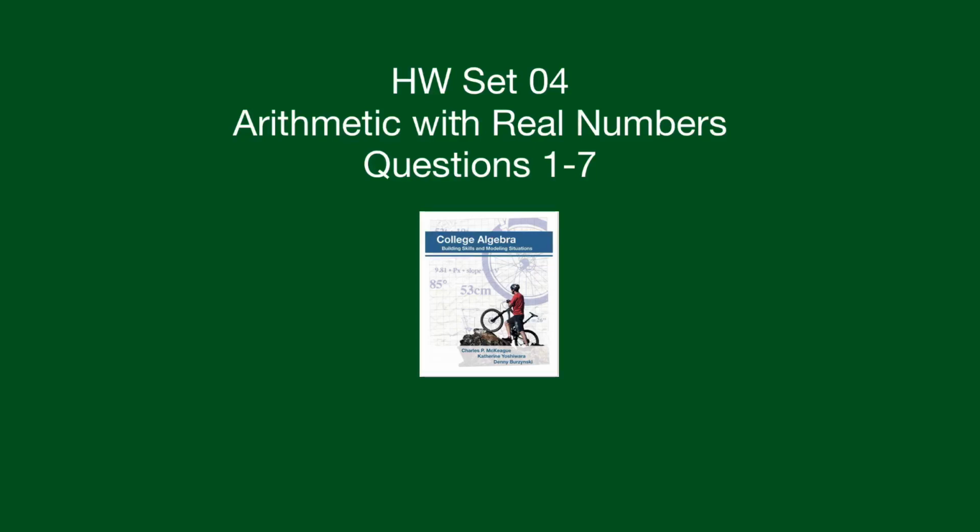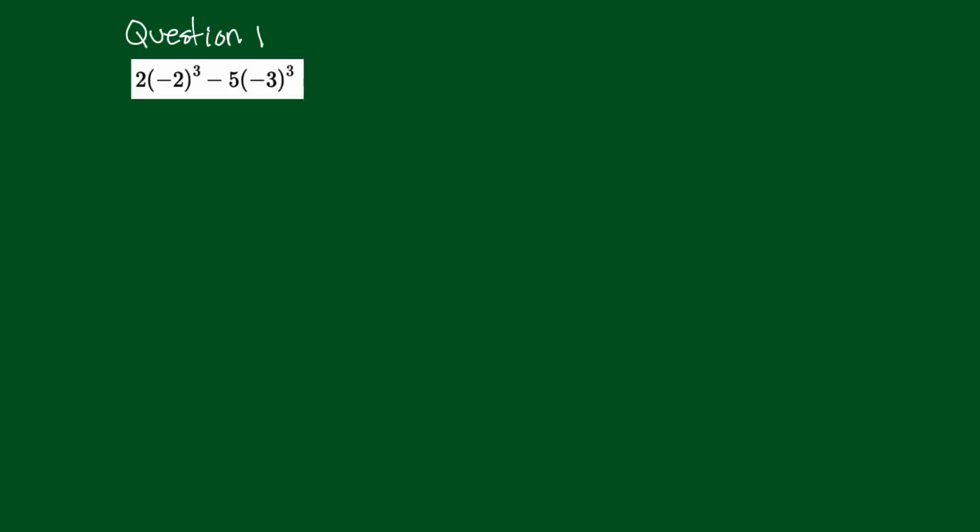This is homework set 4, arithmetic with real numbers, multiplication and division, and we'll start with questions 1 through 7. Question 1 asks us to use the order of operations to simplify this expression as much as possible.